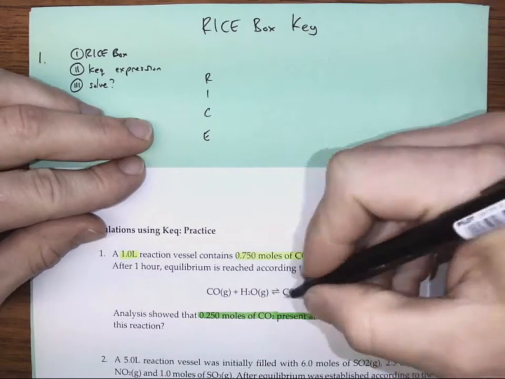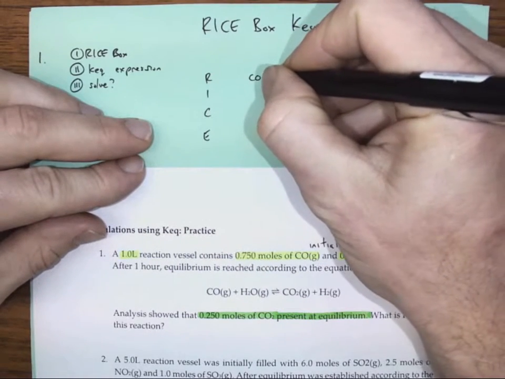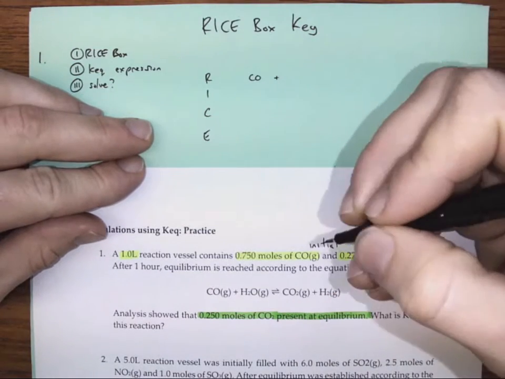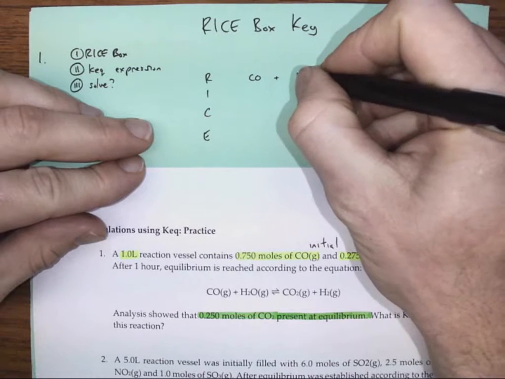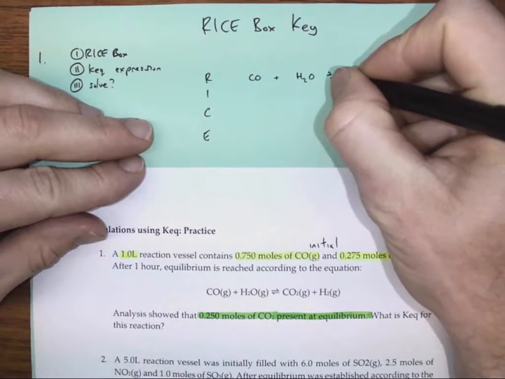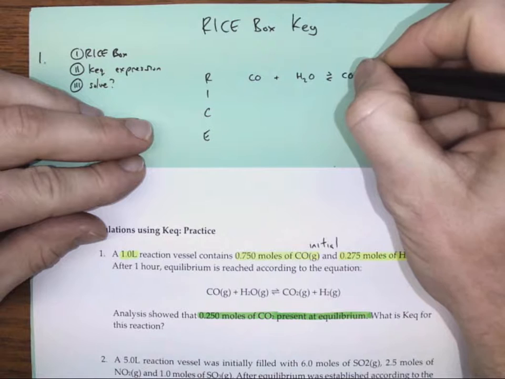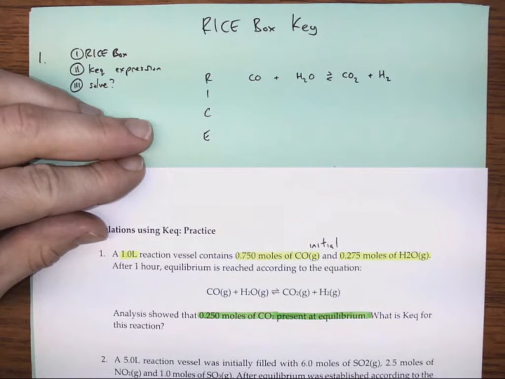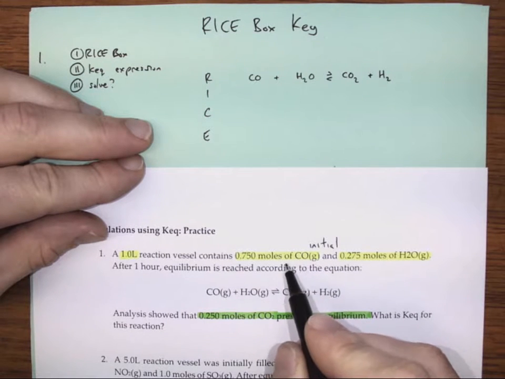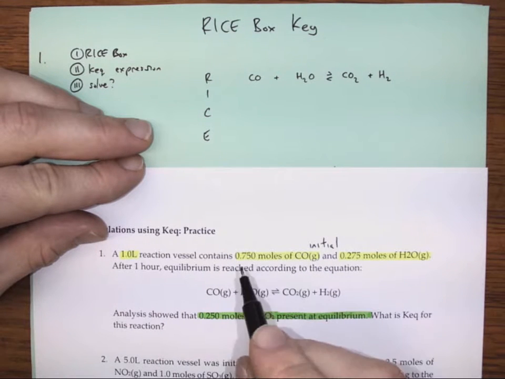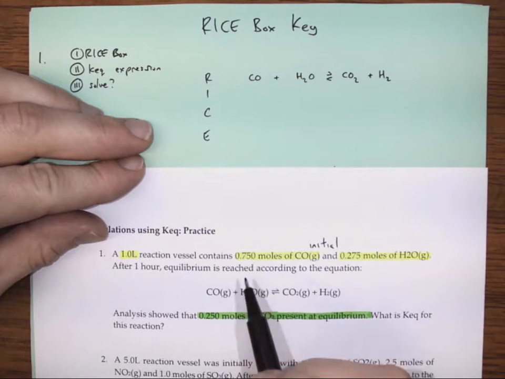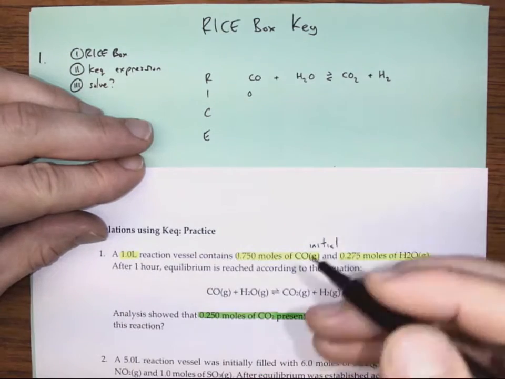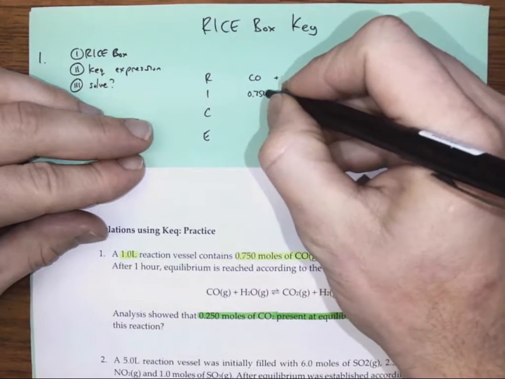So my reaction is I've got carbon monoxide. I'm not going to include the phases. All the phases are the same here, and they're not especially relevant, mainly because all the phases are the same. Particularly, all of them are gases. Okay, and I know some initial conditions. I know my initial carbon monoxide concentration is 0.750 moles for every 1 liter. And because the reaction vessel is 1 liter, I can actually just write 0.750 right in here.